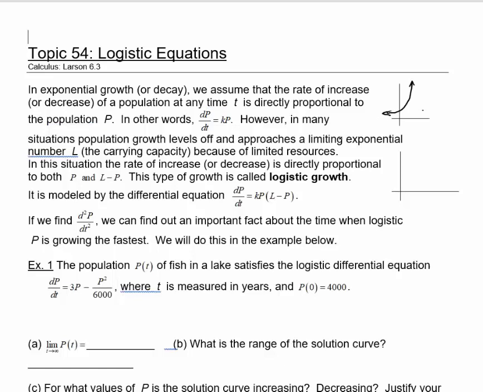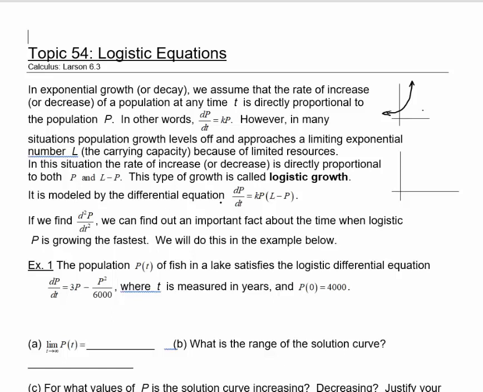However, in many situations, population growth levels off and approaches a limiting number L called the carrying capacity. If you're in my environmental science class, you're very aware of this graph. Because of limited resources, we have a specific carrying capacity. In this situation, the rate of increase or decrease is directly proportional to both P and L minus P, the carrying capacity minus P. P is usually going to be the population that's affected. This type of growth is called logistic growth, or gives you a logistic differential equation.